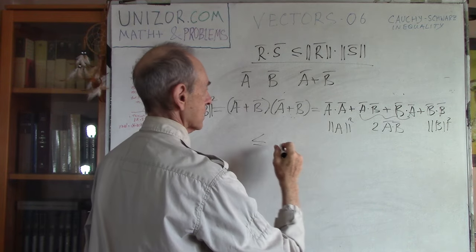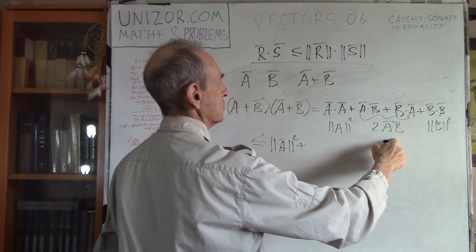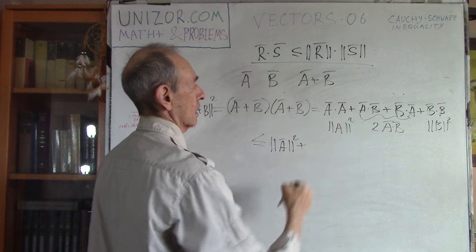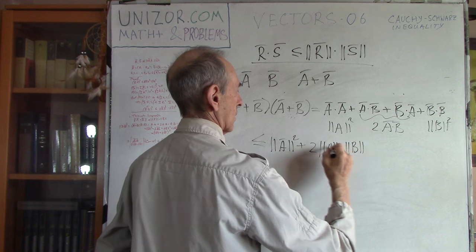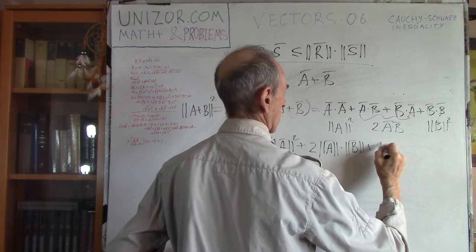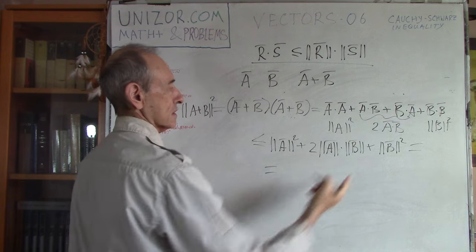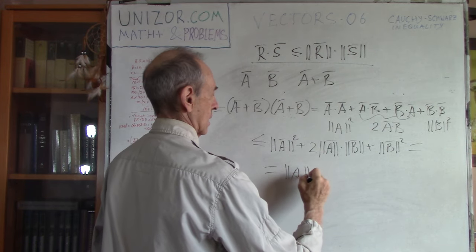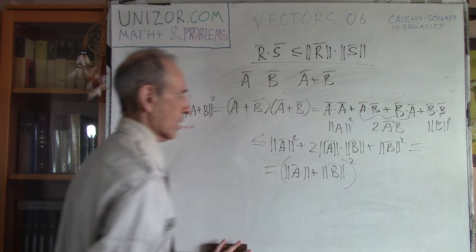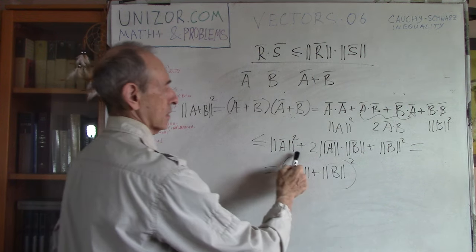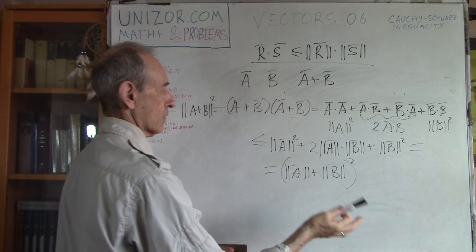Okay, now let me go this way. That's A square plus, so instead of 2AB scalar product, I will use 2 times magnitude of A times magnitude of B, and B square. Now, what is this? Well, obviously, this is the square of their sum, right? It's a number. This is x squared plus 2xy plus y squared. That's x plus y squared, right?